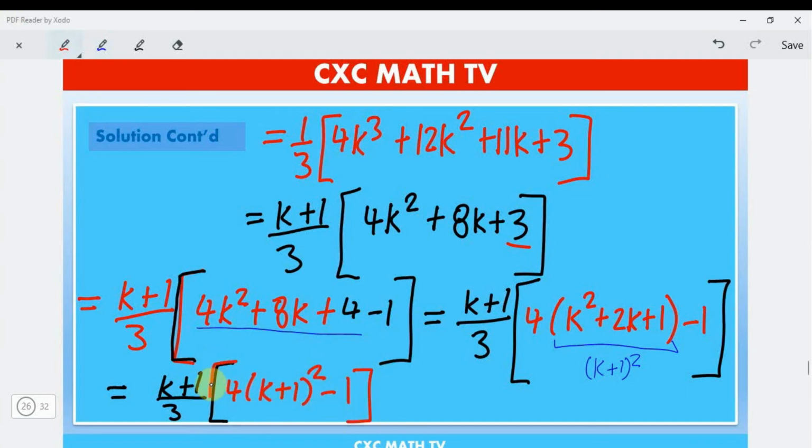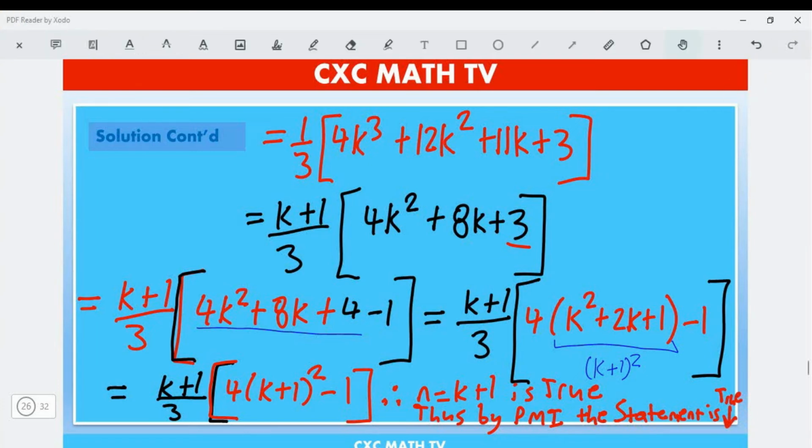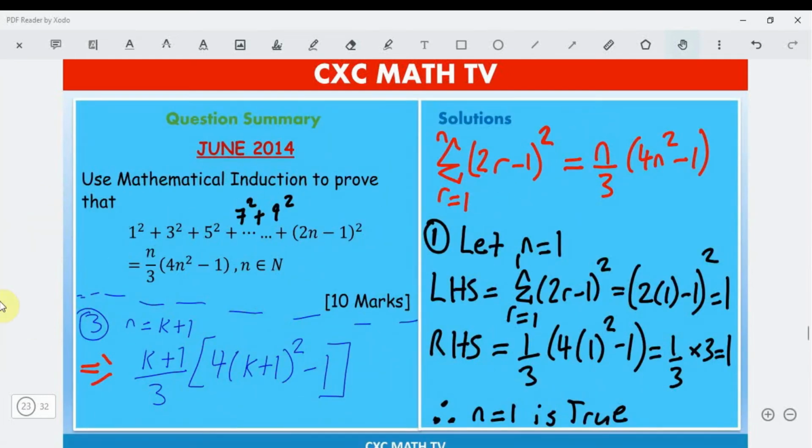Now we get our answer. Now we can write, therefore, n equal k plus 1 is true. Once you do that, you can write thus, by principles of mathematical induction, the statement that they gave us is true. I'm not going to write out the entire thing, due to lack of space I just write it this way: thus the statement is true. So what we're telling them is that the statement they gave us is indeed true.